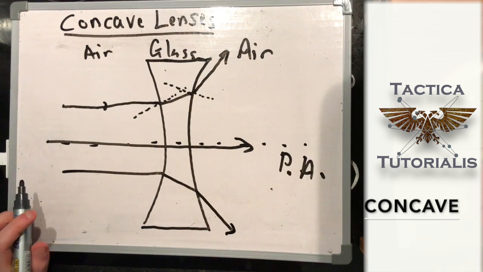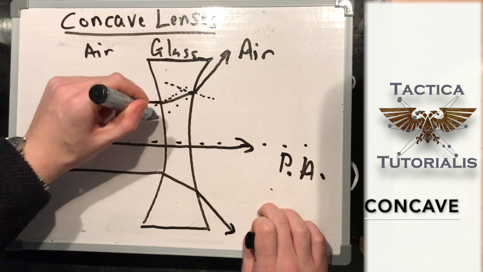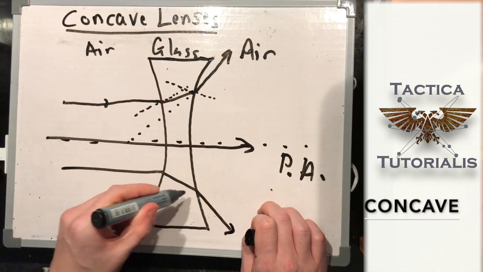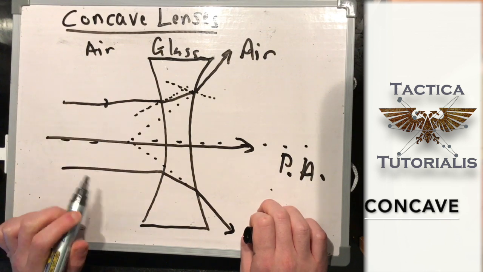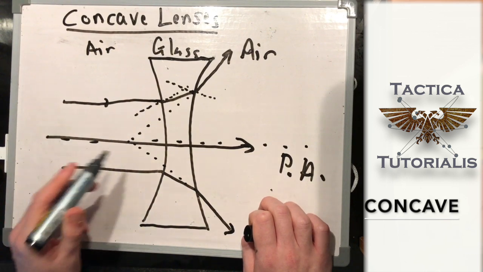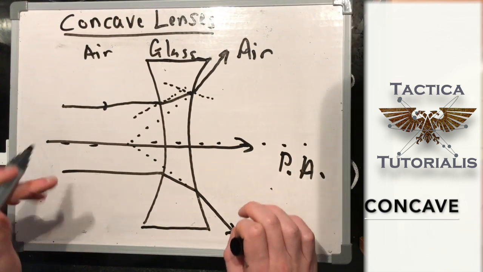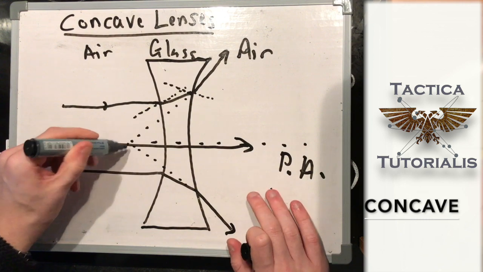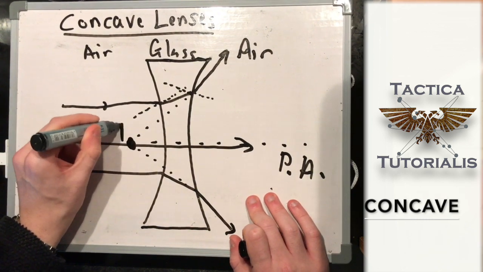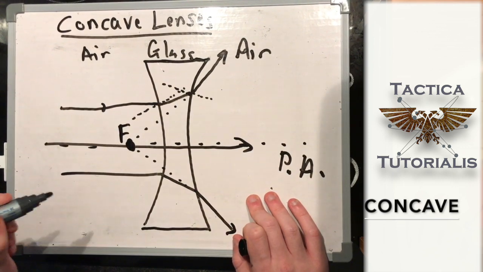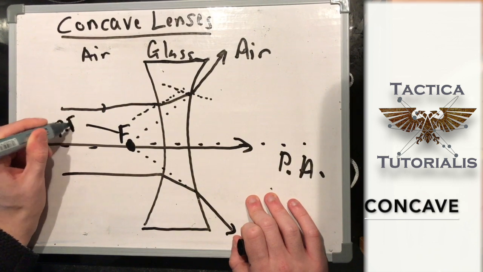Now, where the clever bit comes in is that we can track all of these lines back a bit. Are we seeing a pattern yet? So all of these arrows, and if I drew more arrows, you'd see this, all of them appear to be coming from one point, this point right here. This is the principal focus for a concave lens. So that is the principal focus.